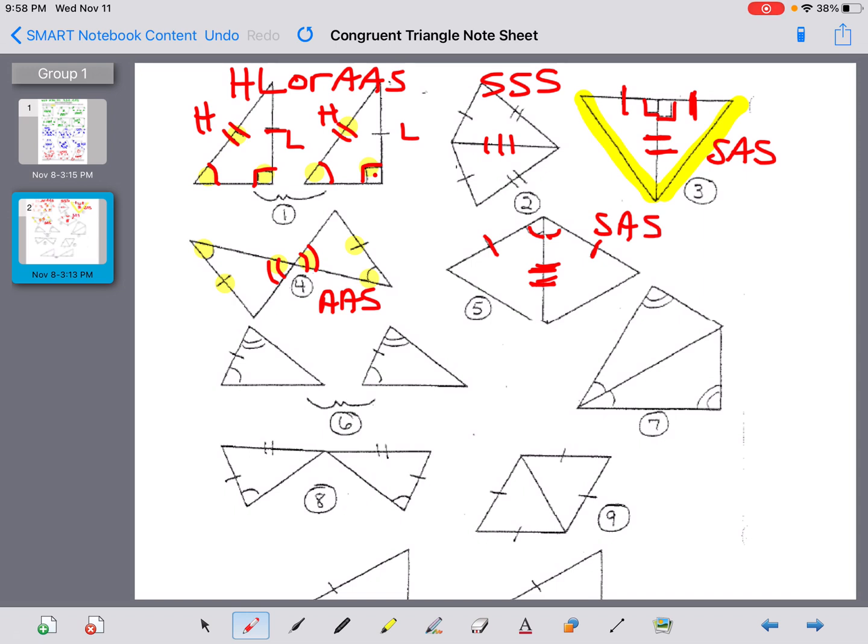Number 6, they're not touching, so no vertical angles. They're not sharing a side, but it looks like we have enough marking to go an angle to an angle, a side to a side, and an angle to an angle. And that will give me angle, side, angle, angle, side, angle. So that one does work.